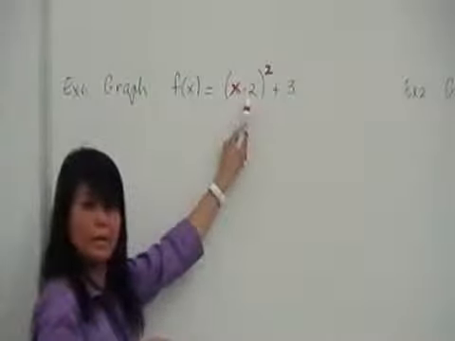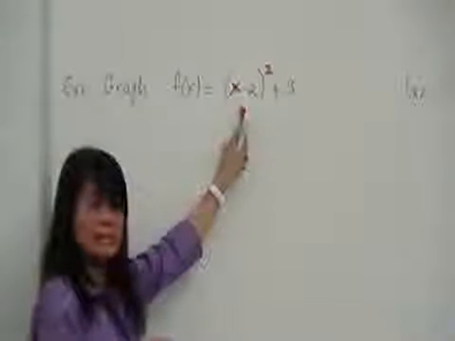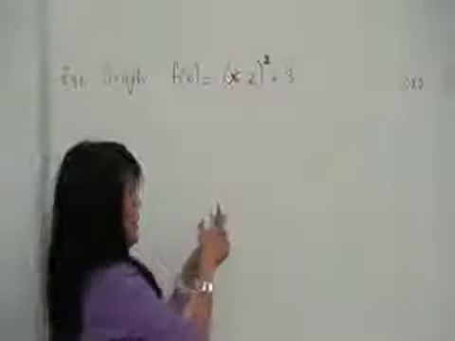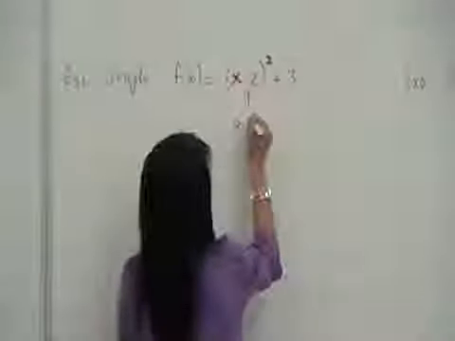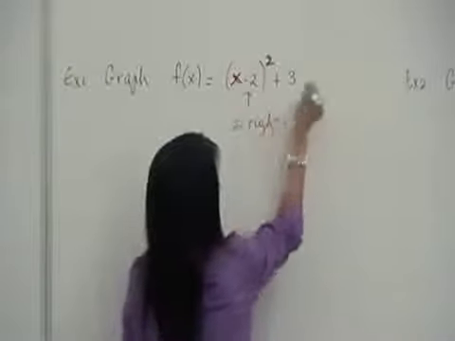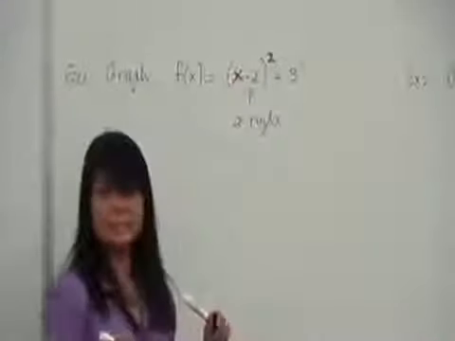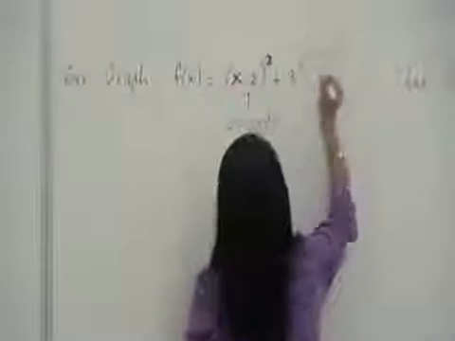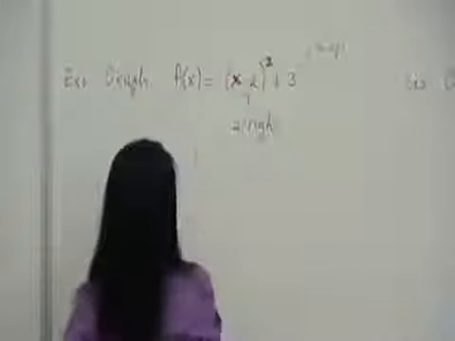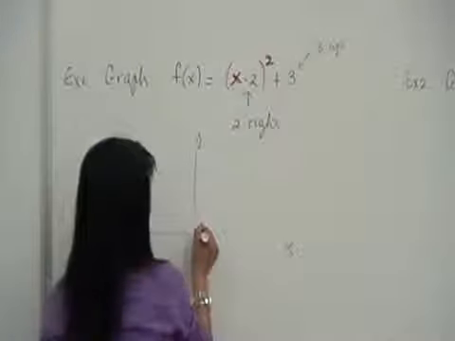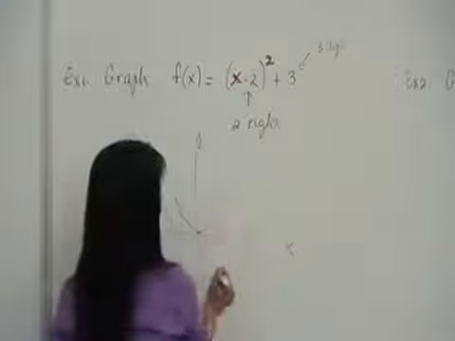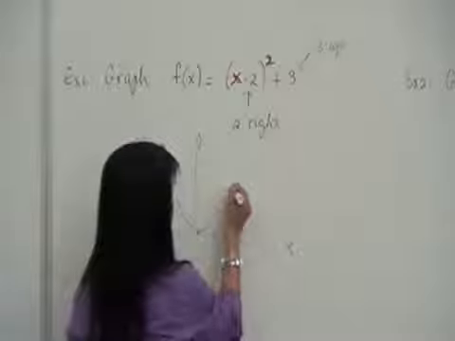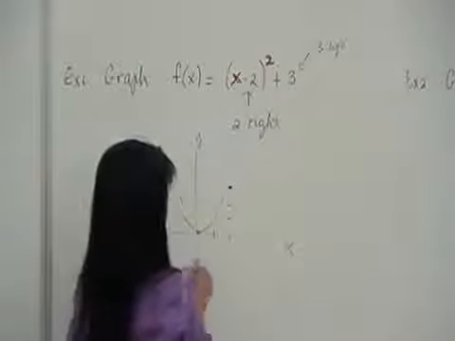What happened to the parabola? It got translated or shifted how? It got shifted 2 units where? So this means you move it 2 to the right, right? And this 3 means what? You move that basic parabola how many? 3 units up, right? So you have that parabola. Basic was this, right? You move it 2 units to the right, 3 units up. So therefore your new parabola is this.